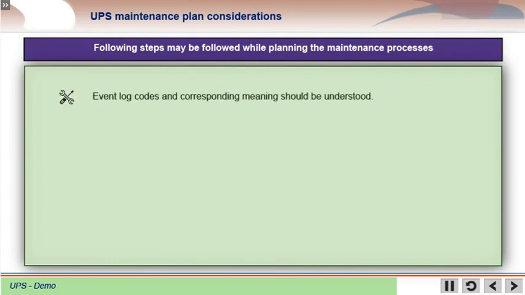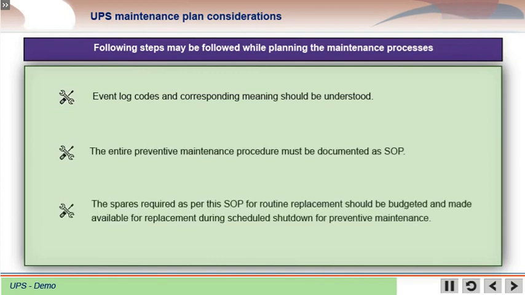Event log codes and corresponding meanings should be understood. The entire preventive maintenance procedure must be documented as an SOP. The spares required as per this SOP for routine replacement should be budgeted and made available for replacement during scheduled shutdown for preventive maintenance.